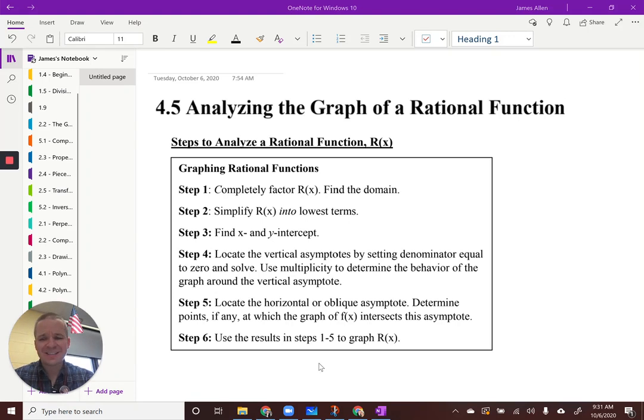Ooh, it is time to analyze the graph of a rational function. Now, we have been working with our rational functions. We're going to do a little more with it here today. And I think what many of us often like are some step-by-step guidelines, right? A lot of us are step-by-step type people.